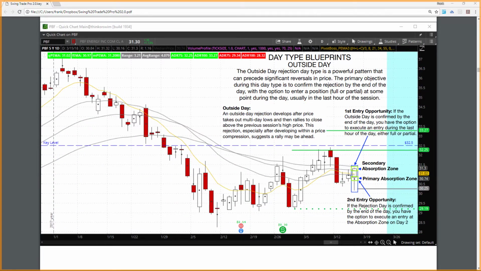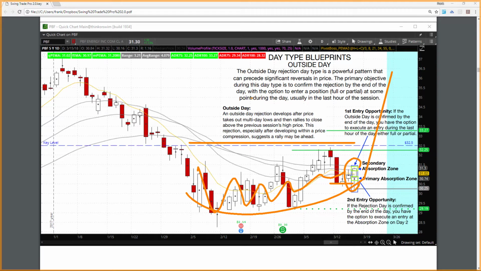So this is what it looks like in practice here. This is PBF Energy. This was a great rejection. Again, look at the outside day develop here. You have a low below 2-day, 3-day lows, and then the close occurred above 2-day highs. Look at the size of the range compared to some of the bars before. It's a little bit bigger, not significantly bigger, but big enough. And then from there, this rejection day and failed new low is occurring within the midst of kind of a little pattern here, a range that could suggest a major pop is coming.